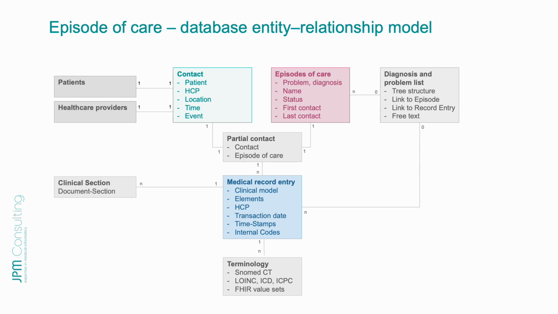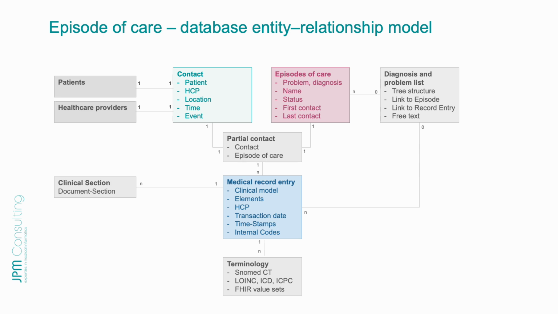Here is the logical model as an entity relationship diagram. The point is to make the key entities and links explicit. A patient and a healthcare provider meet in a contact. A contact is one care encounter with a clear time and setting. An episode of care represents one problem or diagnosis. It's anchored by the first contact related to that health problem, and it can span multiple contacts over time.